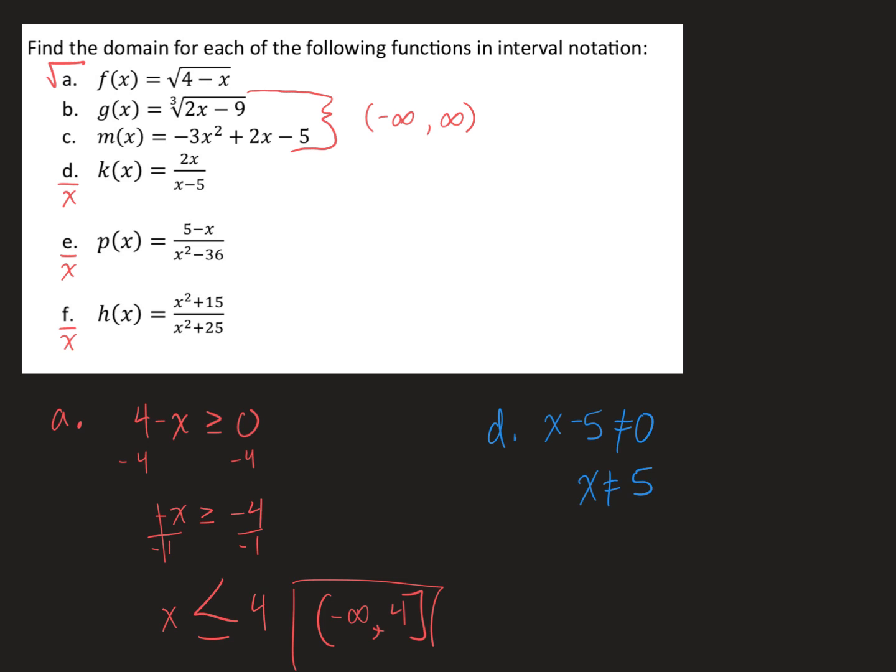So that means in interval notation, we can pick literally any number less than 5, and we'll use parentheses around it because not equal to means excluded. But there will be a second interval because any number greater than 5 works as well. And then you will join those intervals together with a union like this. I will work through part E and F on the next slide.